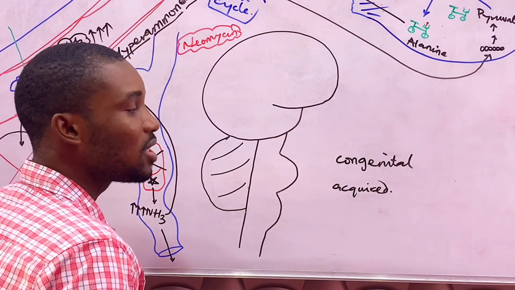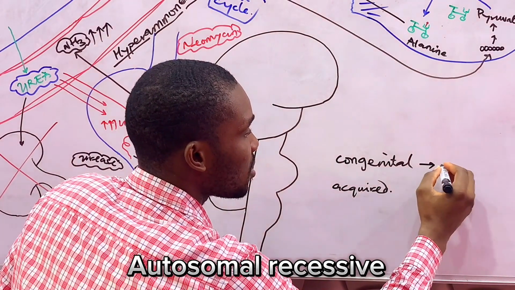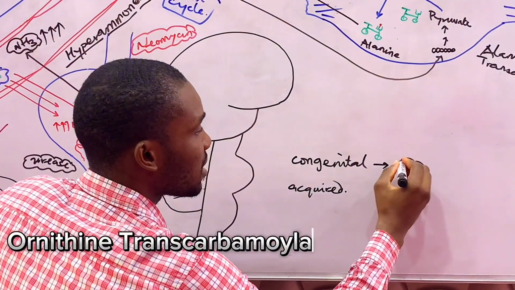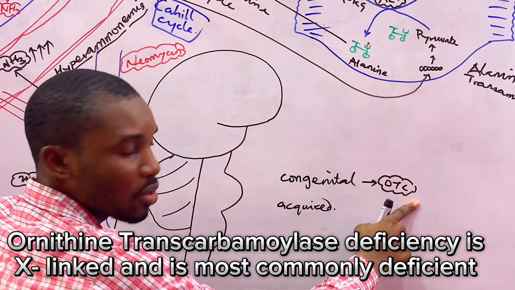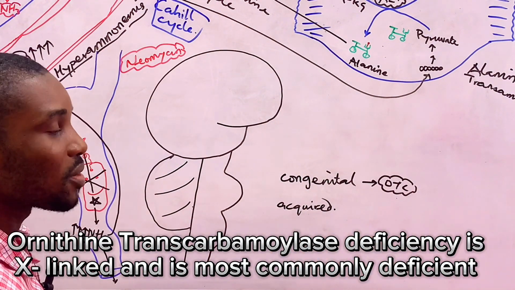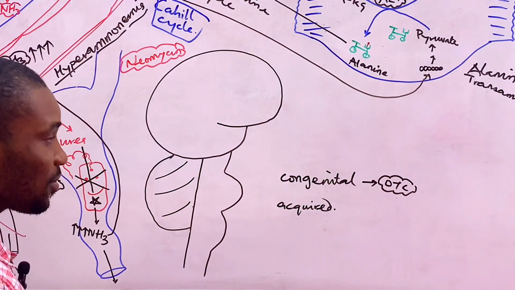Okay. And now the enzyme deficiencies are autosomal recessive, except OTC, which is the most common enzyme that is deficient. That's the ornithine transcarbamylase. Okay, and this enzyme is the most common enzyme that is deficient, and also is X-linked. Okay, so it occurs more in males. All right.